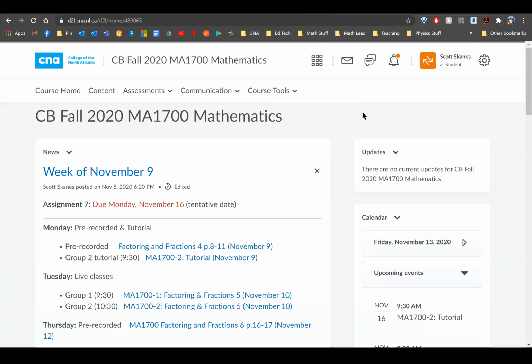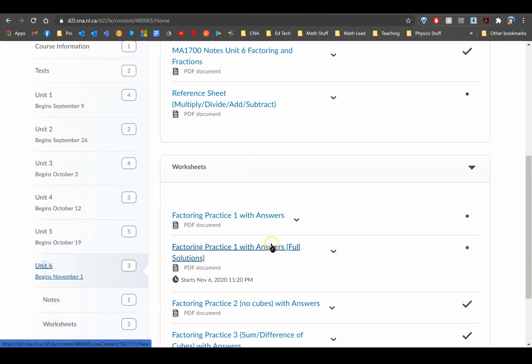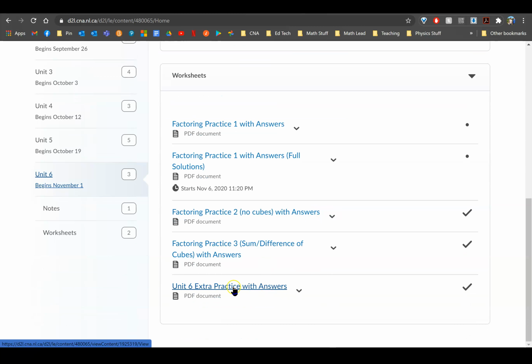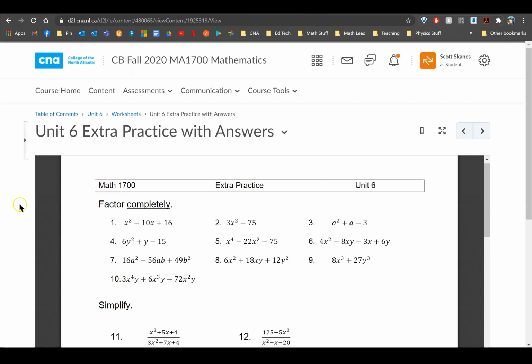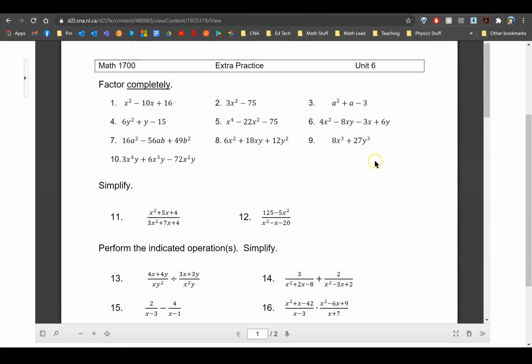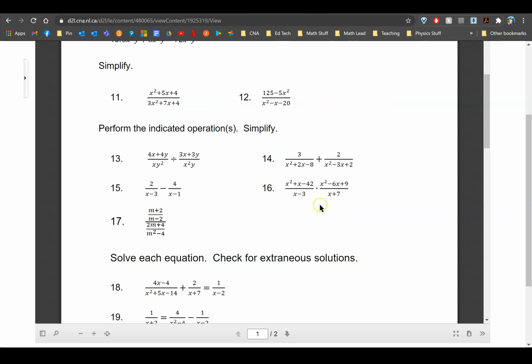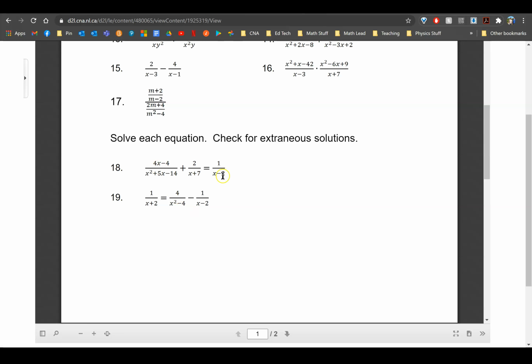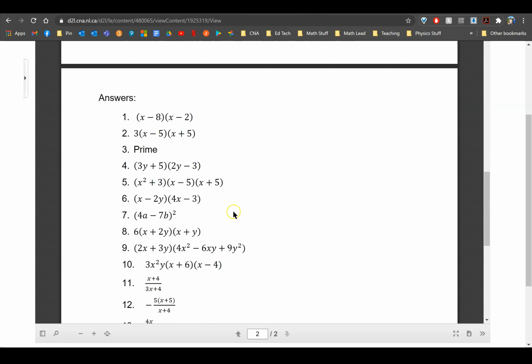If you go to D2L, so this is what it looks like, at least for this time. Course Home, go to Content, and go down to Unit 6, and then go all the way down to the bottom. You're going to see some extra practice for Unit 6. So you click on that, and then I recommend you give these a shot. In fact, I already brought this up in a previous class, but this is good practice. Factoring, simplifying, operations, so plus, minus, multiply, divide, and then solving. That's in a previous lesson. We did the solutions. How do we know it's solving? It's because we see this equal sign. This equals means you solve it. And then the answers are there.